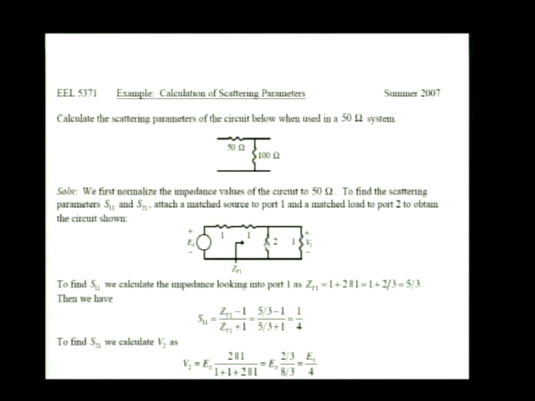I've divided the impedance. If we could come back to the slides here. There we go. I've divided all impedances by 50 ohms, the characteristic impedance or the system impedance, just to simplify my calculations. So the 100 ohm resistance here becomes 2 once I normalize it. The 50 ohm resistance here becomes 1. Here's a 50 ohm Thevenin equivalent source connected up to port 1 and a 50 ohm load connected up to port 2.